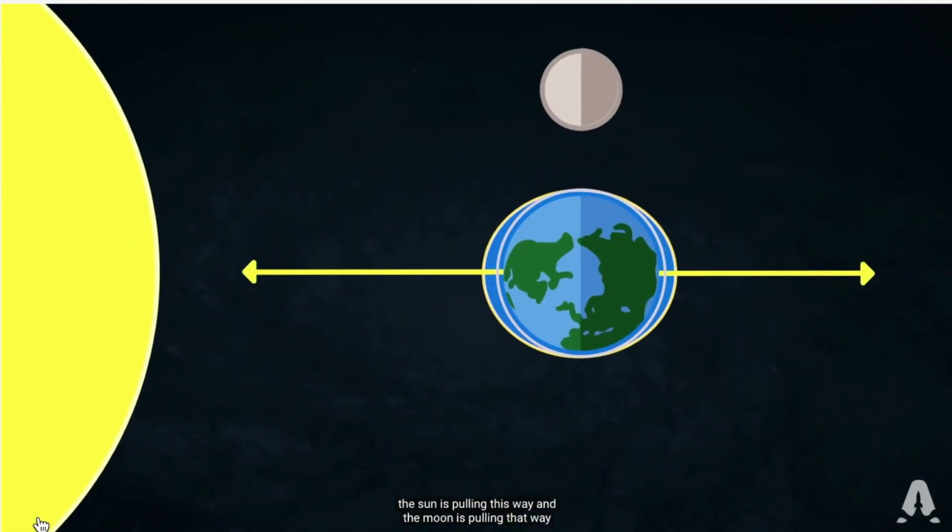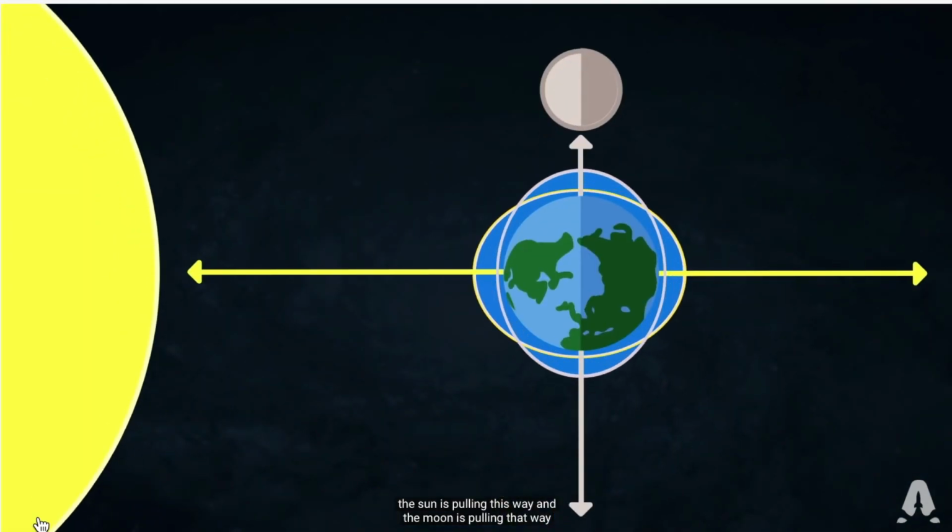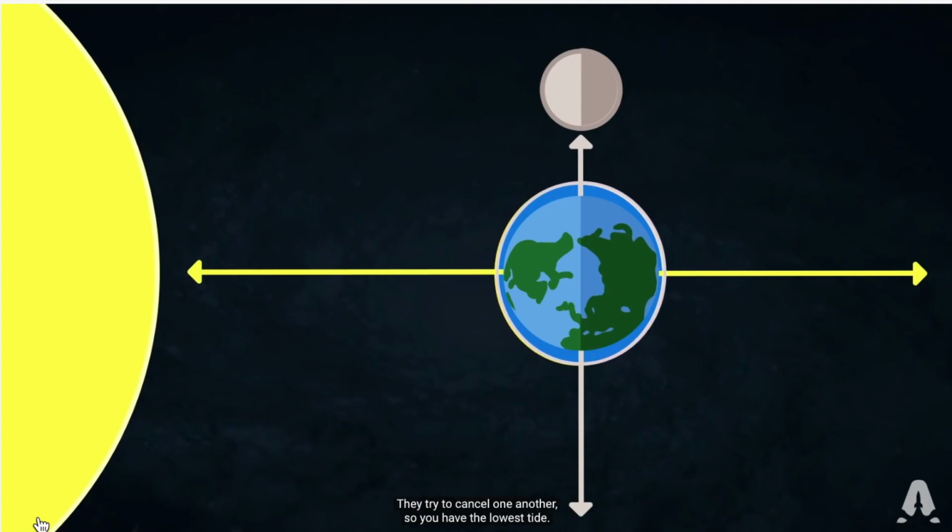Okay, let me quantify that. So when the sun is at 90 degrees, the sun is pulling this way, and the moon is pulling that way, and the two waves basically cancel. They try to cancel one another. So you have the lowest tide. It's called the neap tide. Neap tide. See, look at this. It's not the moon. It was the sun all along.